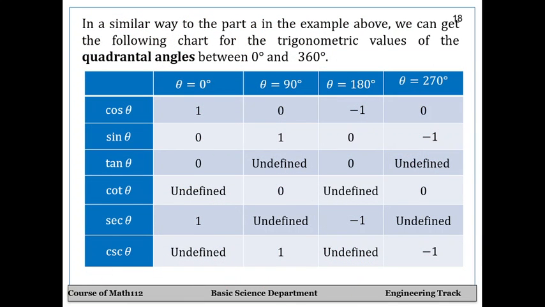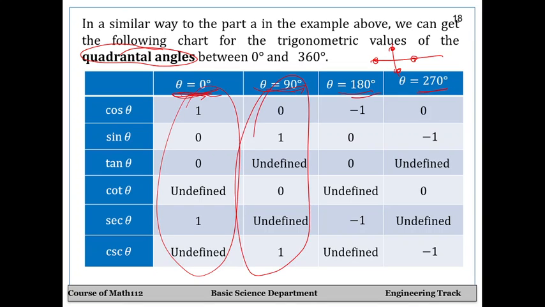So by using the same method, you can find the values of cosine, sine, and the other values of 90 degrees, 180 degrees, and 270. So we call them quadrantal angles. The 90 degrees and its multiples are called quadrantal angles. And here we have 0, 90, 180, and 270. We can pick a point here, or here, or here, and then we can find all the trigonometric values of them.